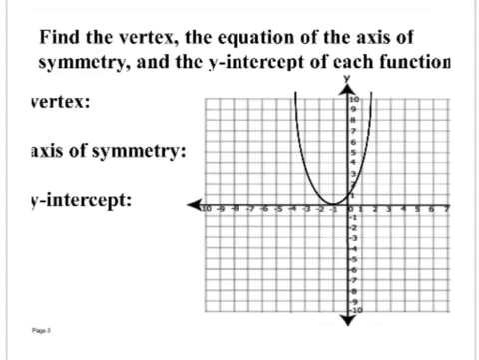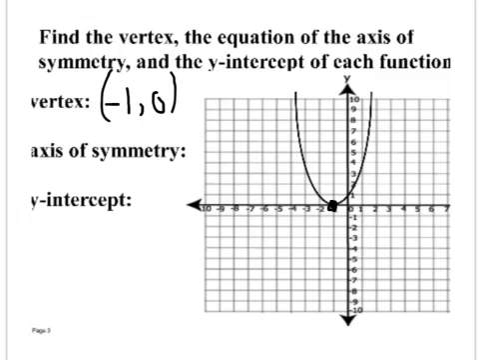Some of your problems are going to ask you to find the vertex, the equation of the axis of symmetry, and the y-intercept of each function. Go ahead and draw this in your homework. Write vertex, axis of symmetry, and y-intercept, and we're going to find those. The vertex is the point down at the bottom of the U shape, right there, which would be negative 1, 0.